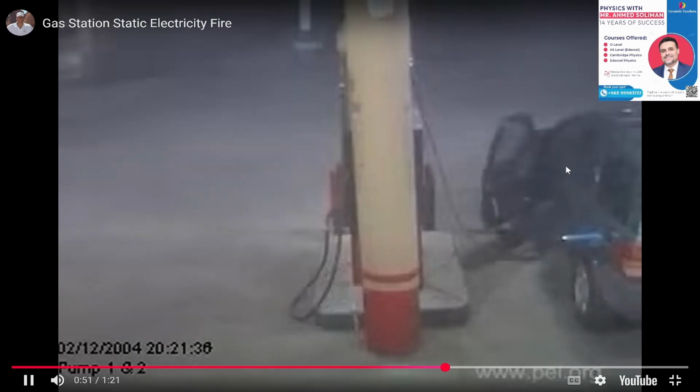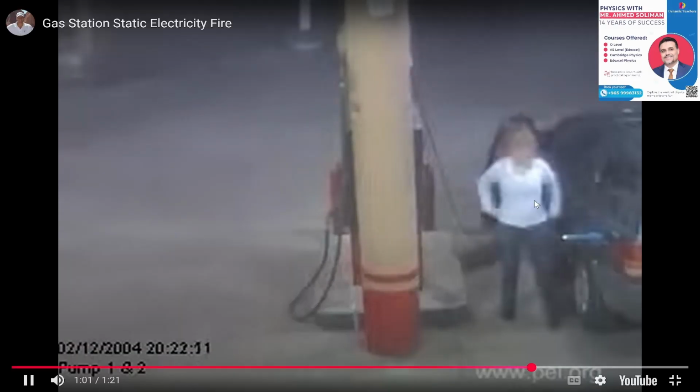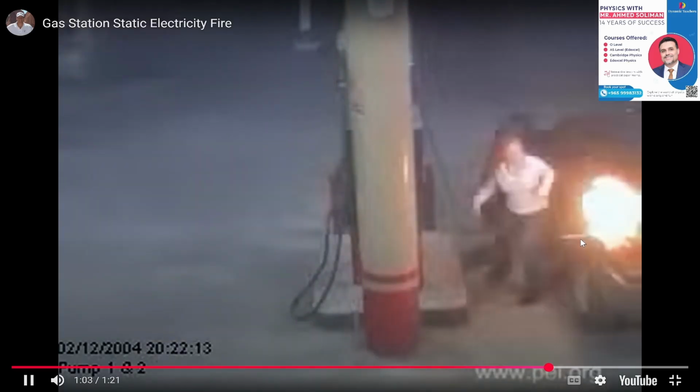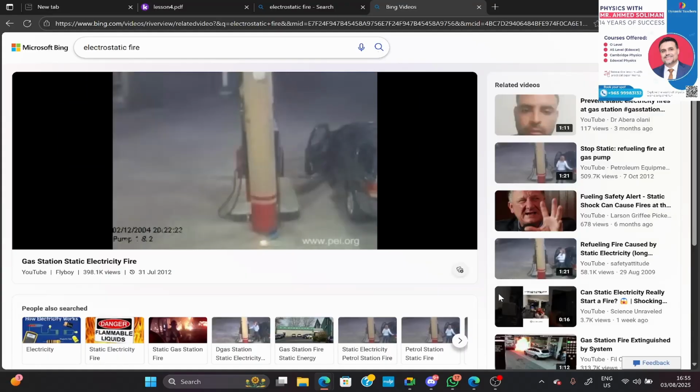So now the fuel is running and the woman sits in the car. Now the body of the woman is again charged by friction because she's sitting on the seat. Okay, so now what will happen? A spark, which causes what? The fire. Okay, so what is the danger of electrostatic? It can cause a spark, which causes what?